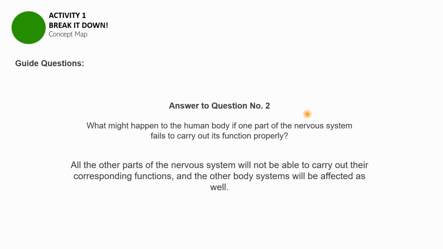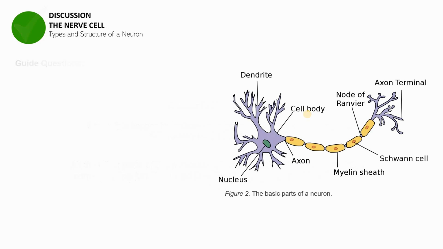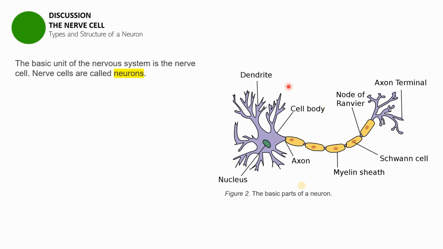Are you through? If you are, then congratulations, you are done with the first part of this session. Let us now move forward to the discussion regarding the nerve cell. These are the types of nerve cells and the structure of a nerve cell. So as you may see in figure number 2, these are the basic parts of a neuron.